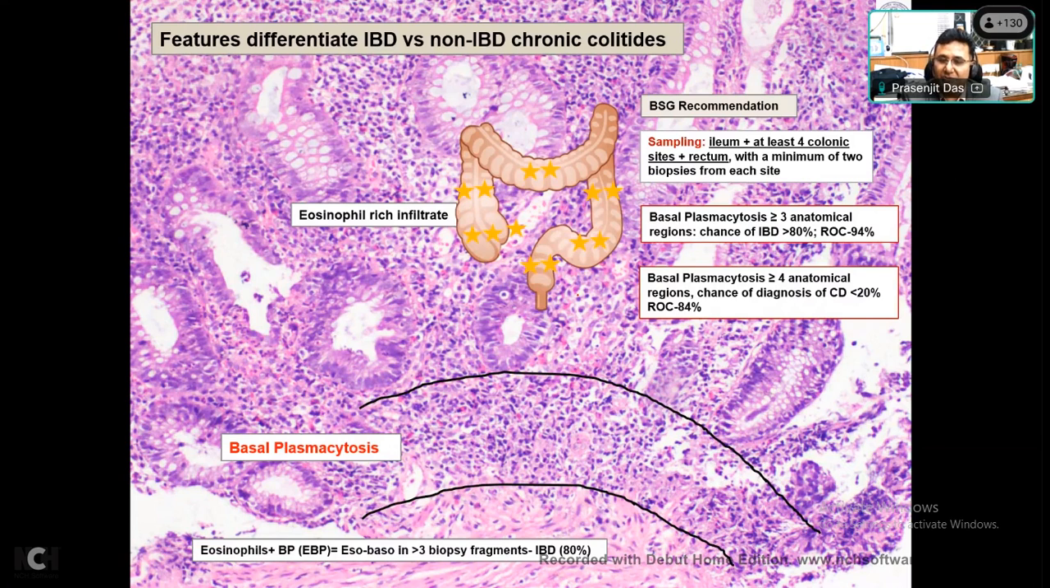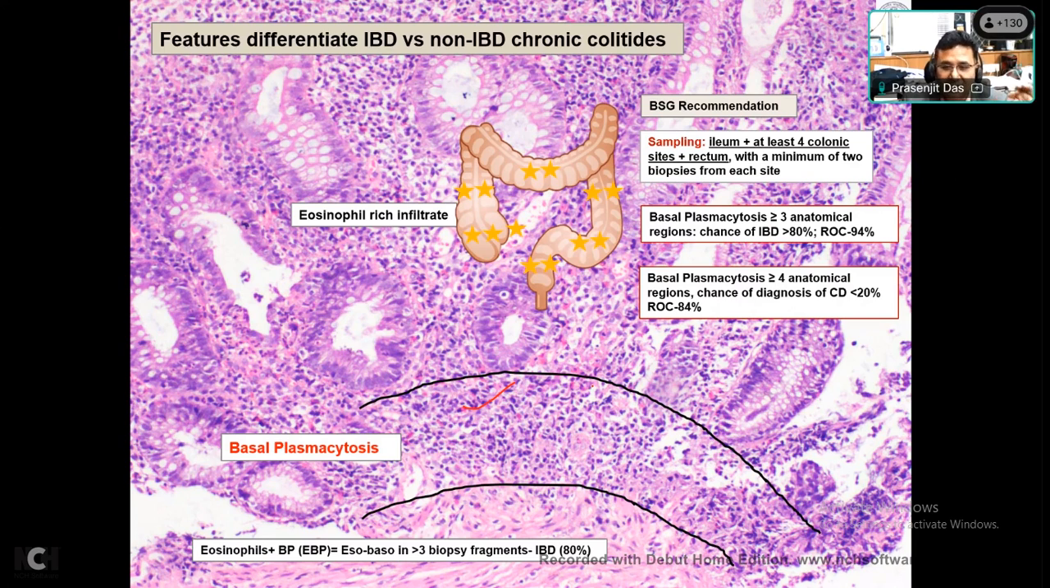So when should we think of IBD type of colitis? These are the findings. If you see basal plasmacytosis involving at least 3 or more anatomical regions, meaning all these biopsy fragments, then there is a chance that the patient is having IBD. 80% chance is IBD. And if you see that the basal plasmacytosis is involving maybe 4 out of 5 fragments, then the chance of ulcerative colitis is also around 80%.